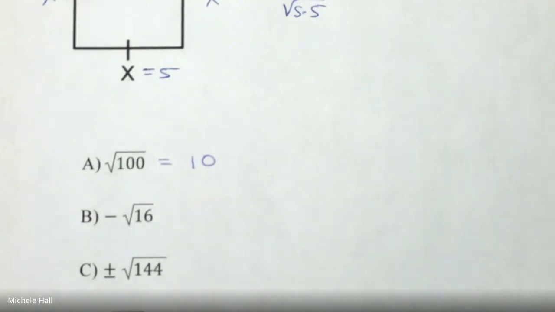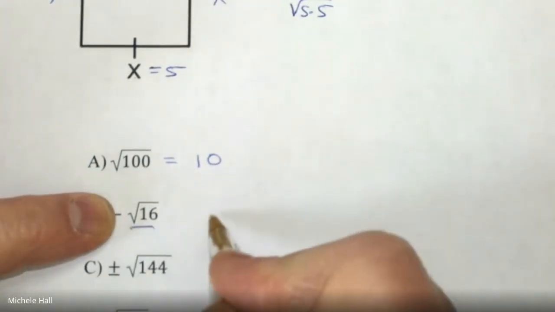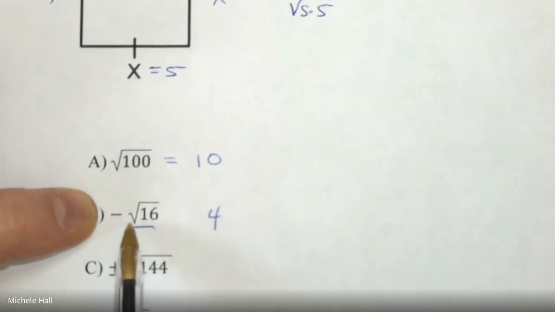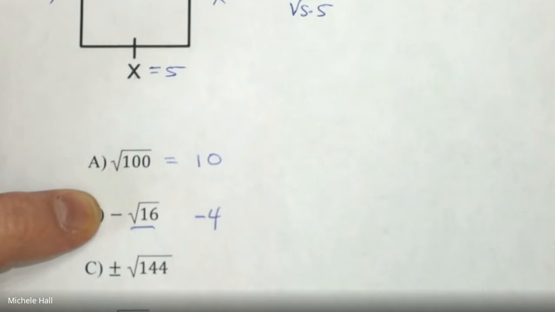What's the negative square root of 16? Exactly, because the square root of 16 is 4, but the negative is being multiplied to the square root, and it needs to be multiplied to my answer as well.